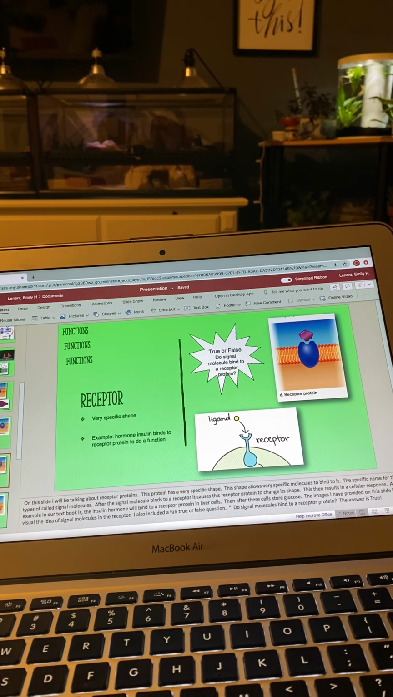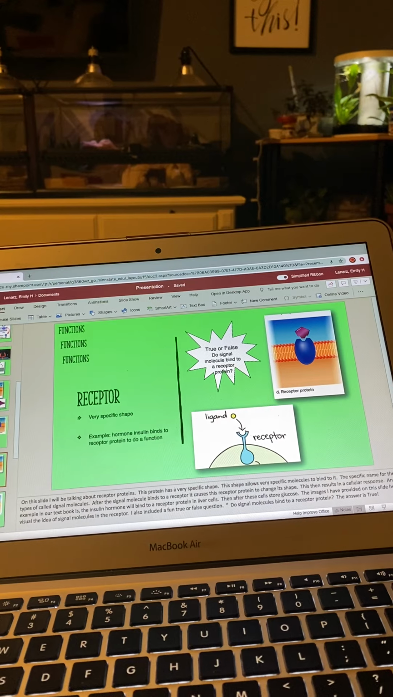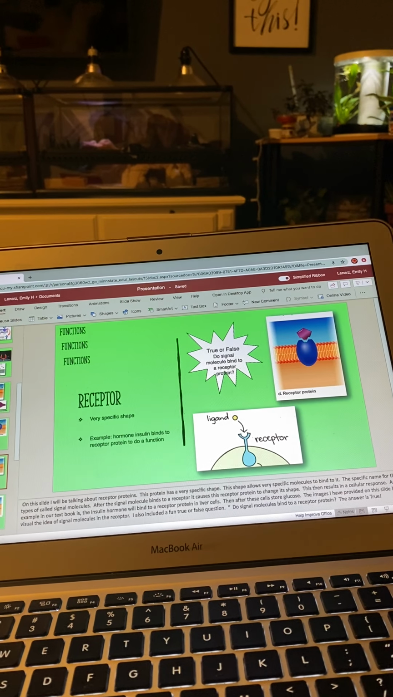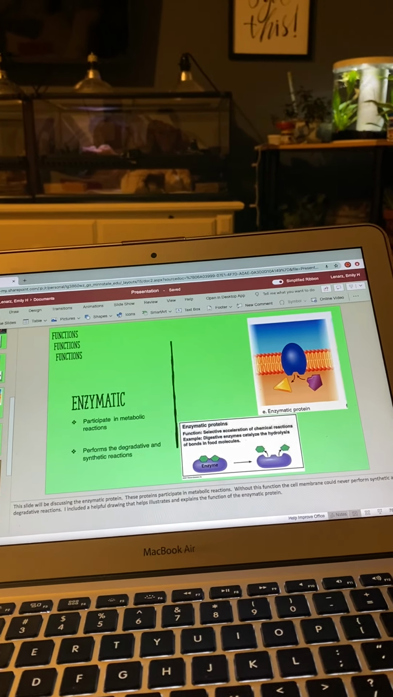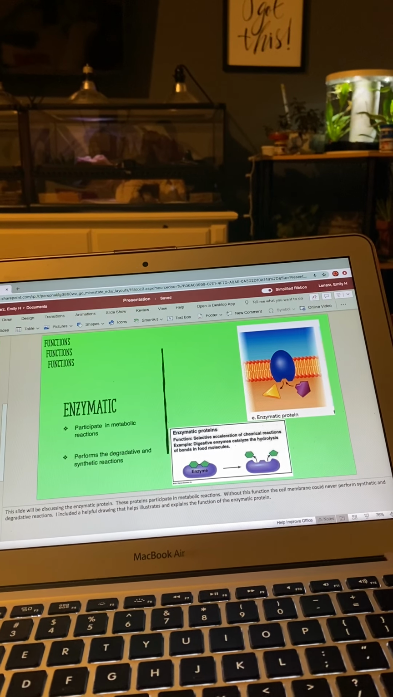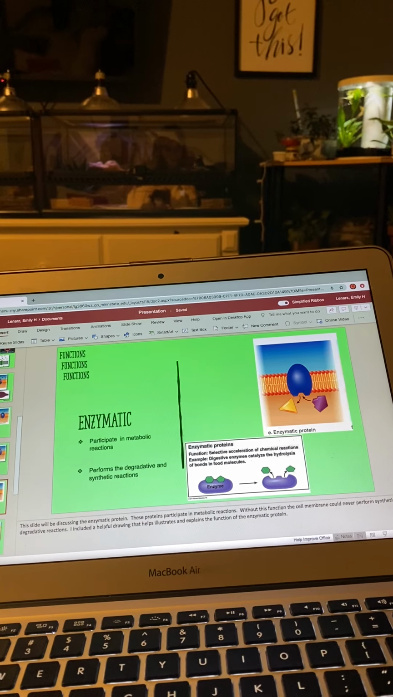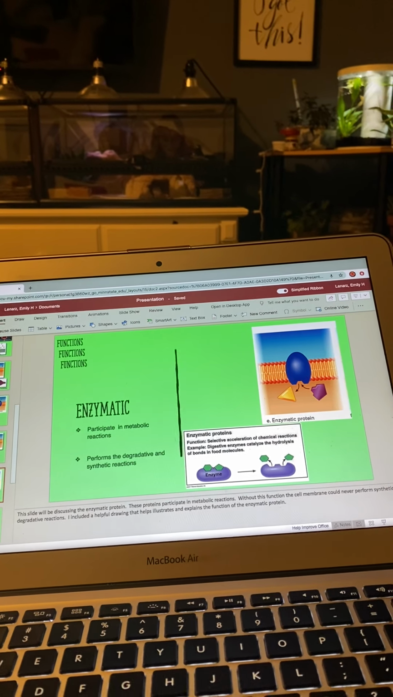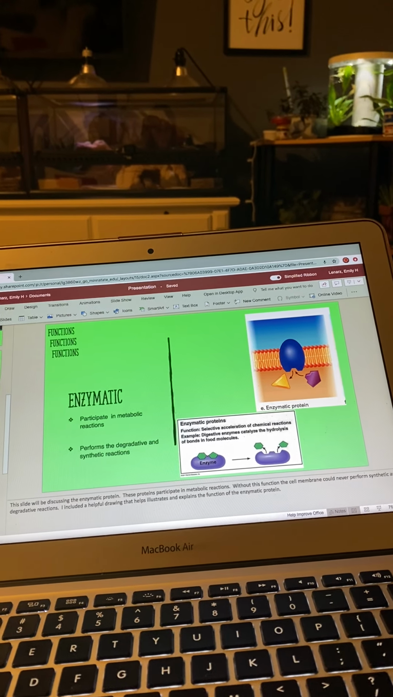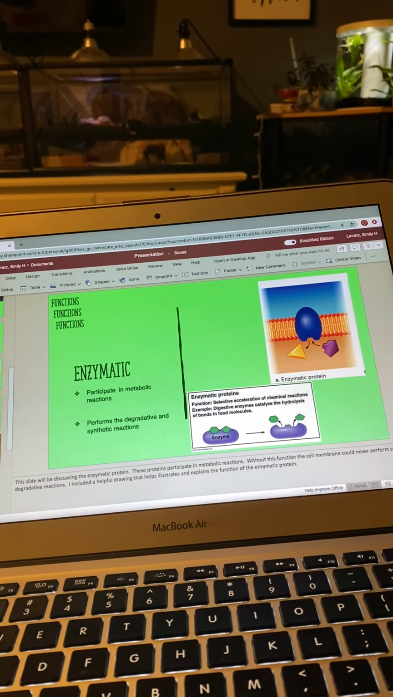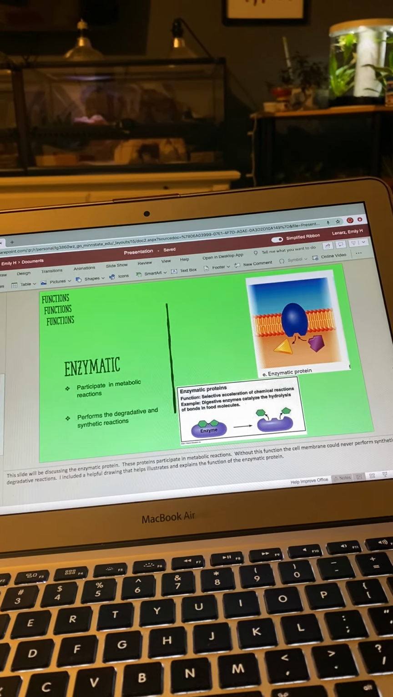I also included a fun true or false question. Do signal molecules bind to receptor proteins? The answer: true. Enzymatic. This slide will be discussing the enzymatic protein. These proteins participate in metabolic reactions. Without this function, the cell membrane could never perform synthetic and degradative reactions. I included a helpful drawing that helps illustrate and explain the functions of the enzymatic protein.